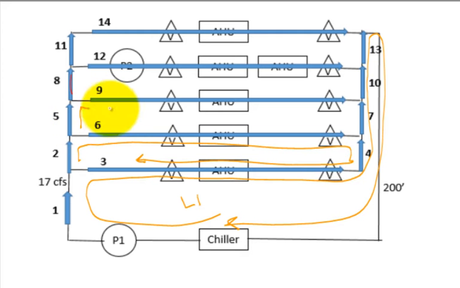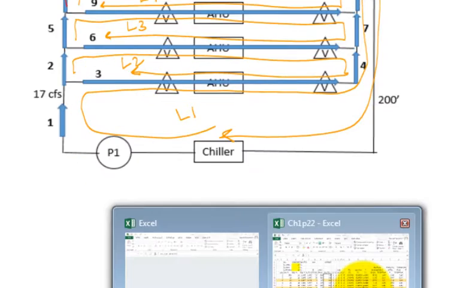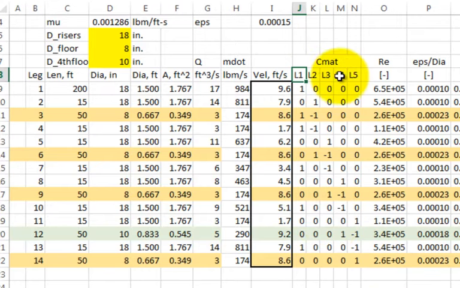With 5, with 9, opposite 7, opposite 6. With 8, with 12, opposite 10, opposite 9. With 11, with 14, opposite 13, opposite 12. So that gives us 1, 2, 3, 4, and 5 loops. So we have the 5 loops, 1, 2, 3, 4, 5, and how they participate.